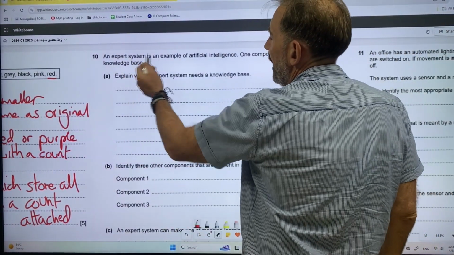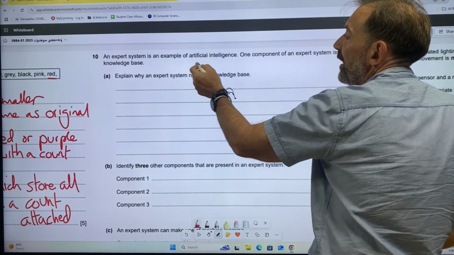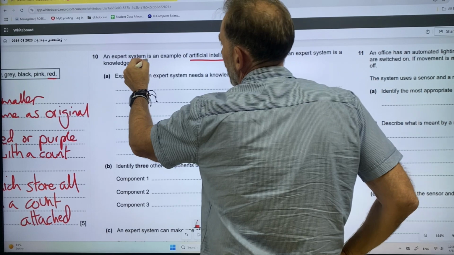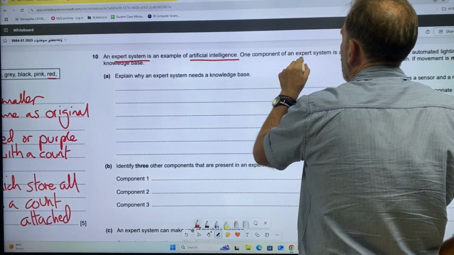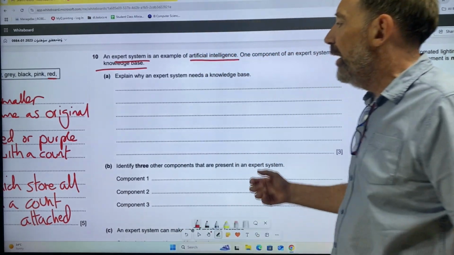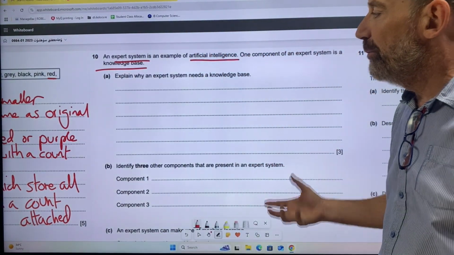Question 10. An expert system is an example of artificial intelligence. One component of an expert system is a knowledge base. Explain why an expert system needs a knowledge base.